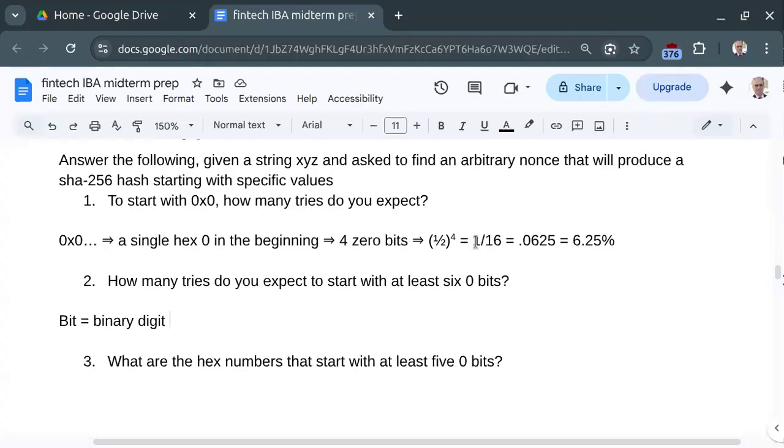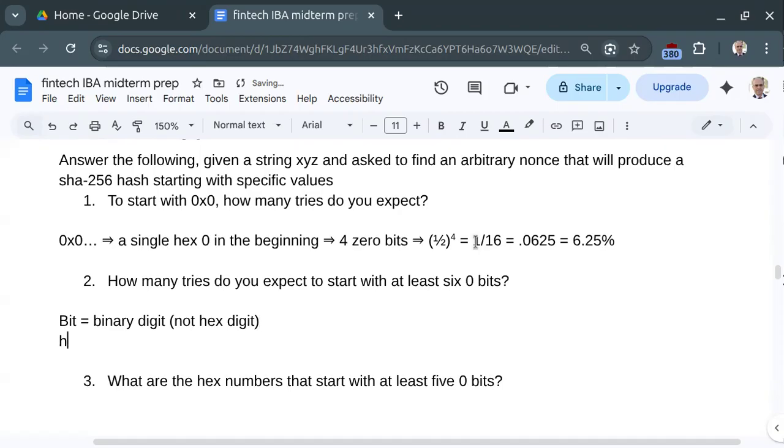Binary digit, not hex digit. As a matter of fact, a hex digit is equal to 4 bits. Please remember this. So don't confuse a 0 hex with a 0 bit. So here we are asked to find the probability to get at least 6 0 bits. What is the probability for that?